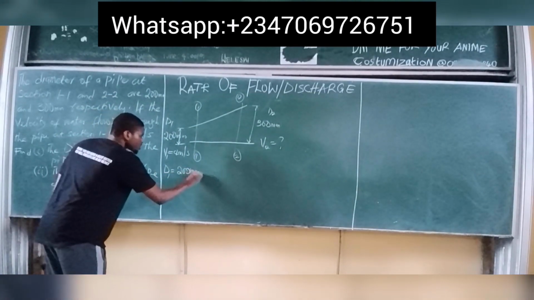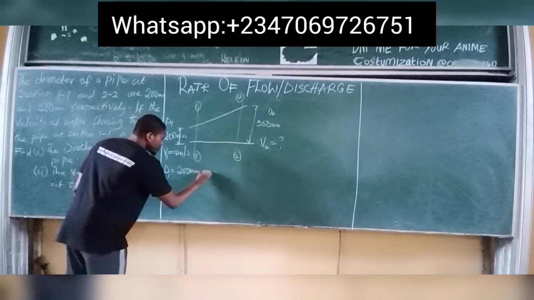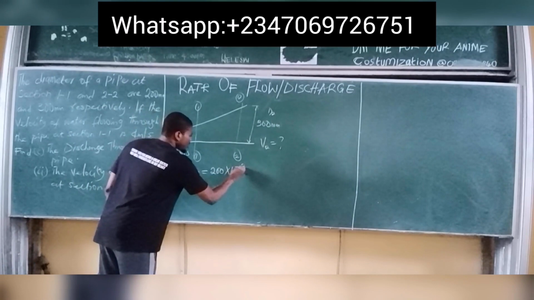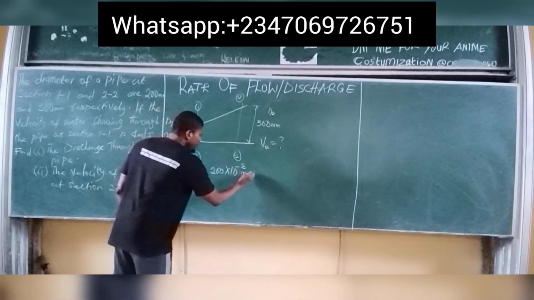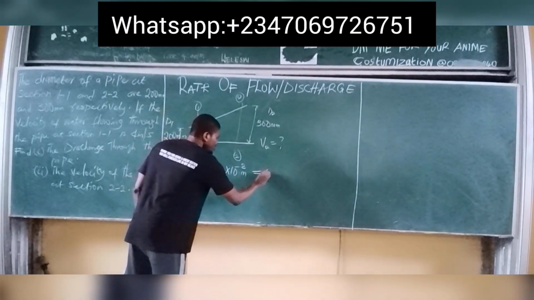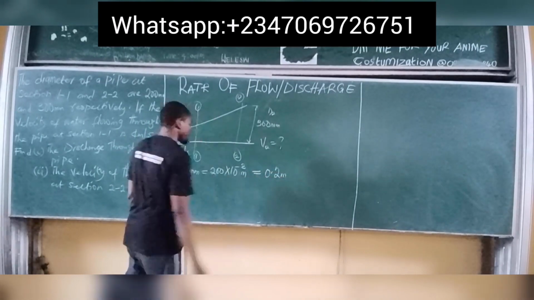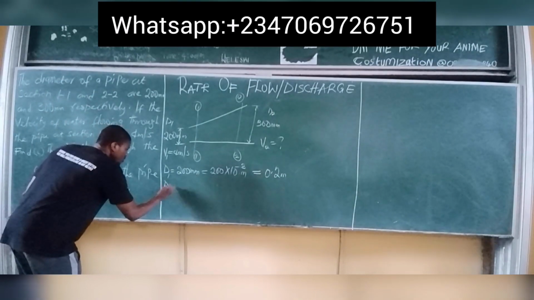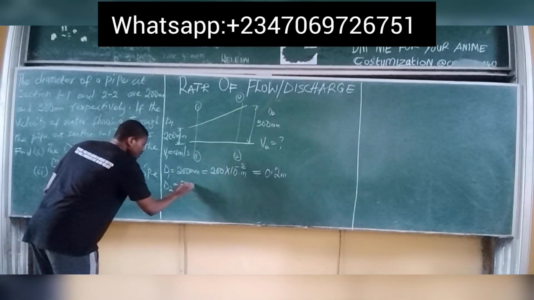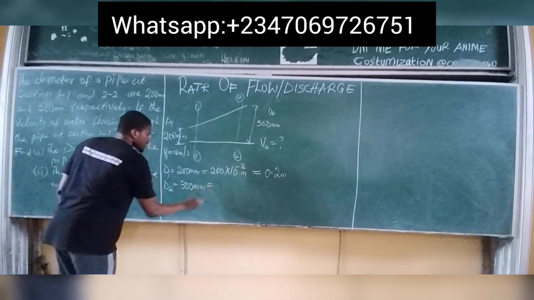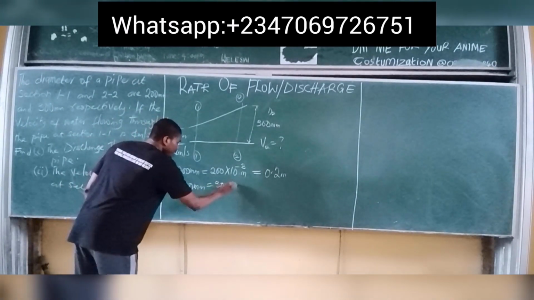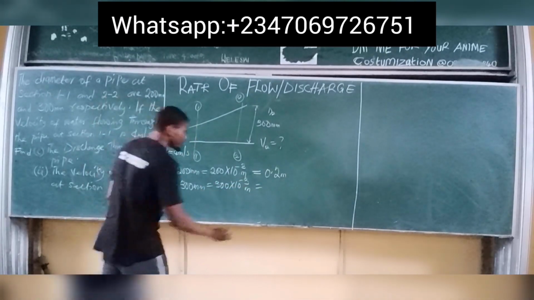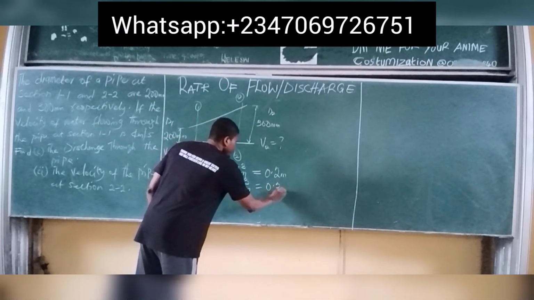200 millimeters. So we'll simply convert this to meters. It becomes 200 multiplied by 10 to the power of minus 3 in meters, and this will give us approximately 0.2 in meters. Okay, next is the diameter of the outlet. D2 was given as 300 millimeters. Converting to meters, it becomes 300 multiplied by 10 to the power of minus 3 in meters, and this will give us approximately 0.3 in meters.